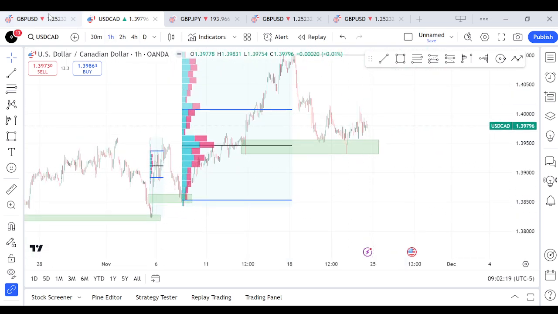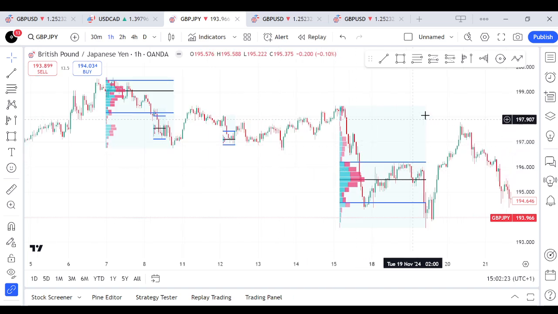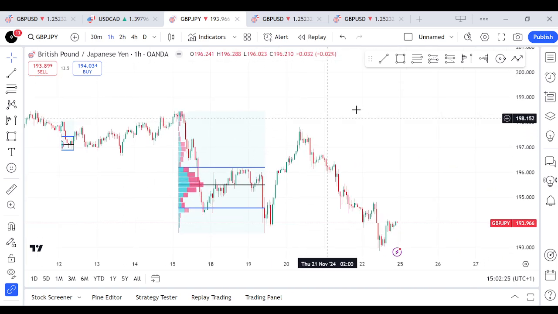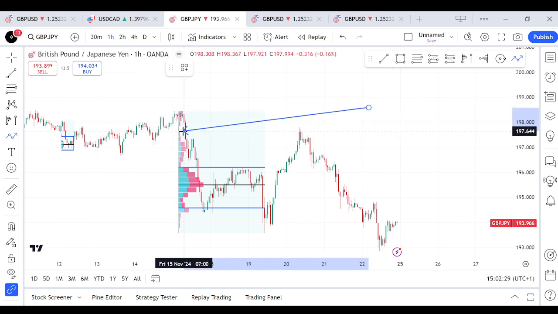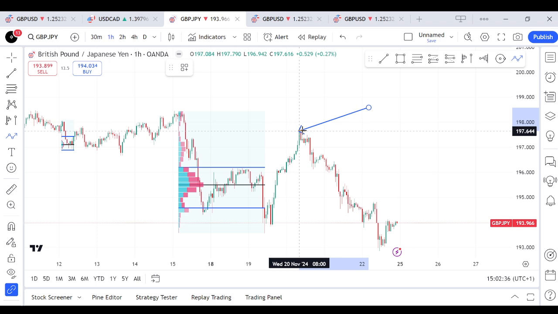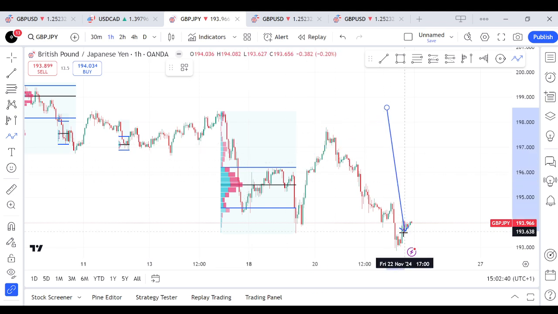And let me look for another example. Now this, remember we talked about volume shelves and gaps. You can see there's less trading activity here, and this can be considered as a shelf or a gap, and you see price reacting off of that to continue this bearish trend, push to the downside.